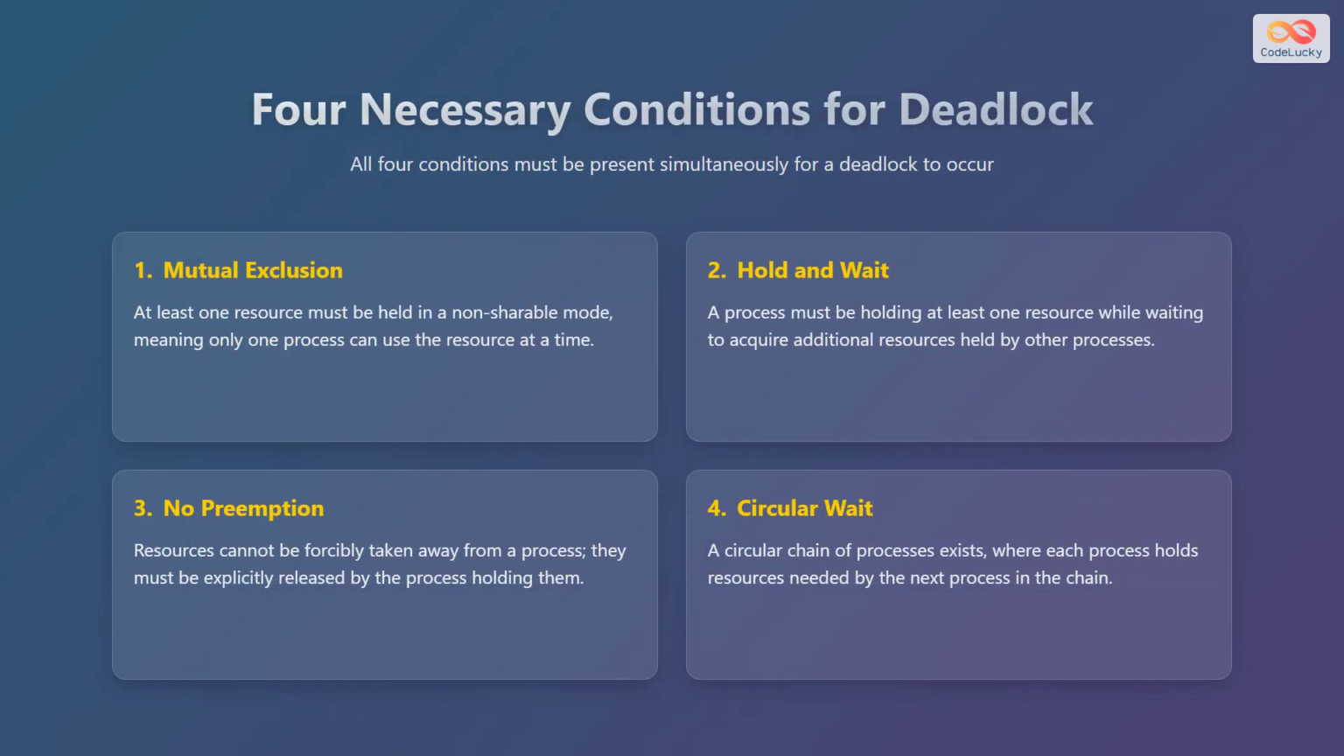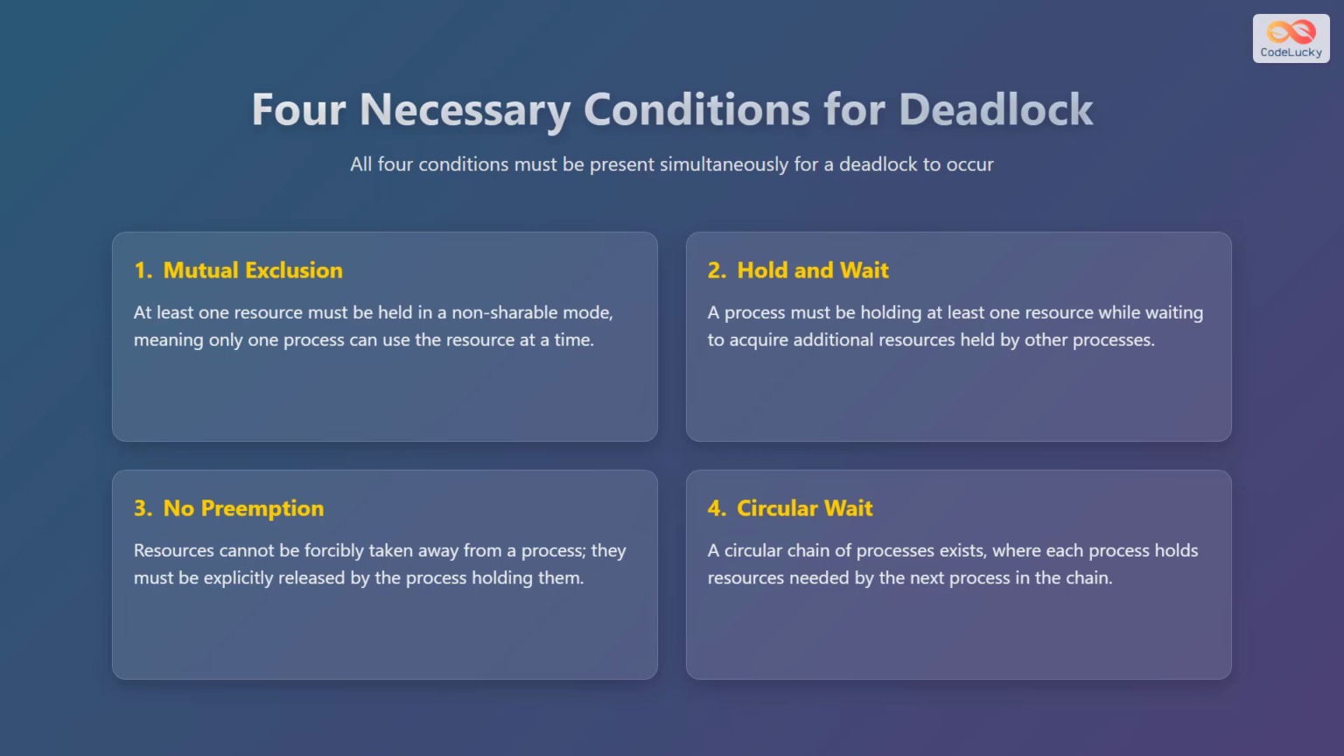For a deadlock to occur, four conditions must be present simultaneously. Number 1. Mutual exclusion. At least one resource must be held in a non-shareable mode, meaning only one process can use the resource at a time. Number 2. Hold and wait. A process must be holding at least one resource while waiting to acquire additional resources held by other processes.